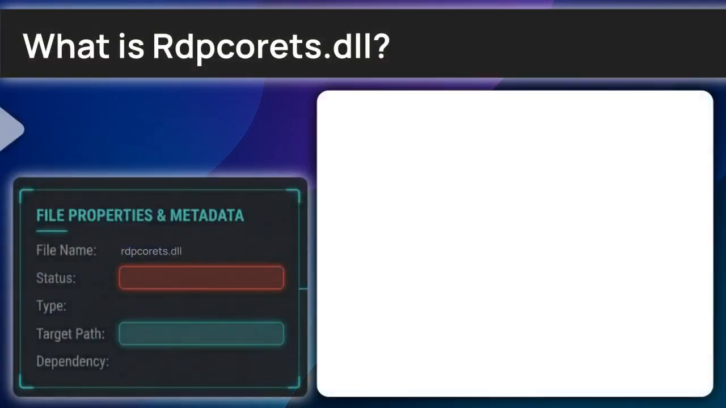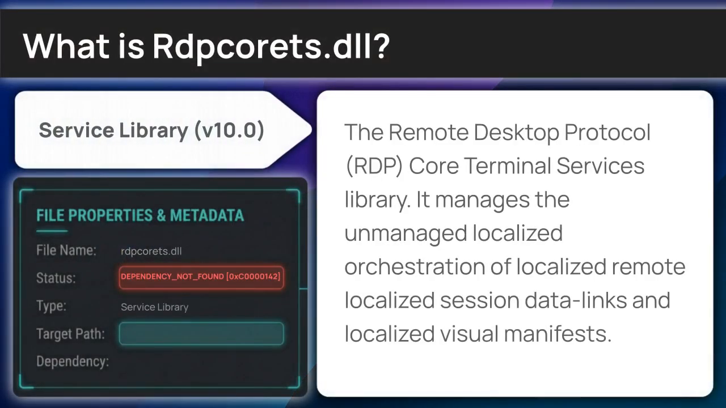This is the Rdpcorets, the Remote Desktop Protocol RDP Core Terminal Services Library. It manages the unmanaged localized orchestration of localized remote localized session data links and localized visual manifests. Since we've covered what this file is, let's move to the primary fix.